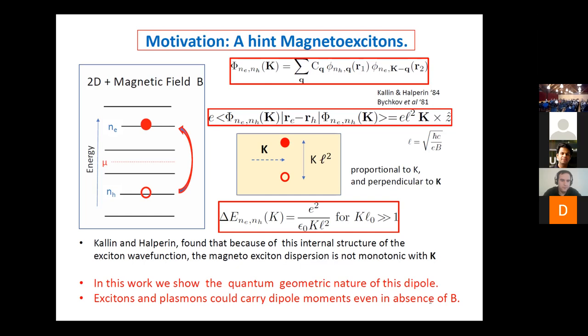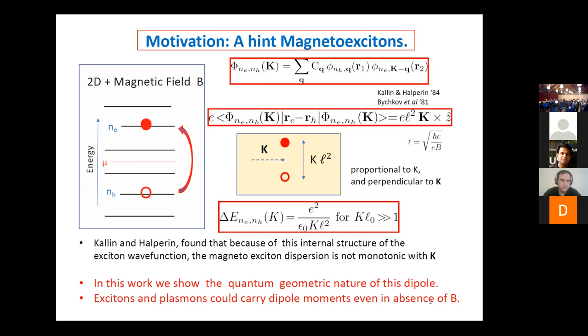Then you have this magneto exciton wave function. This was worked out 40 years ago, in particular by Kallin and Halperin, who obtained analytical expressions for the exciton wave function and also the energy. The interesting thing is that they found the expectation value of the relative position between the electron and the hole: the dipole is proportional to the momentum of the exciton and perpendicular to it. So when an exciton moves in one direction with momentum k, the separation between the electron and the hole perpendicular to the momentum increases.